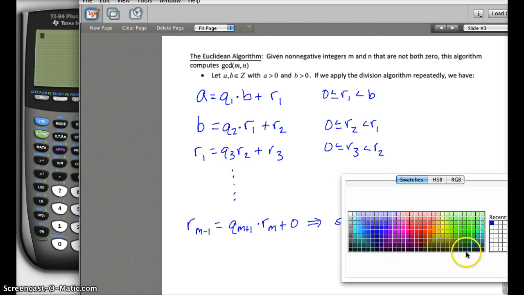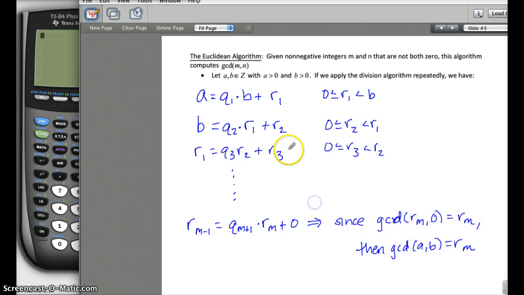So notice what was happening with our numbers. So our B became our new value over here. This R1 came here. R1 became our new value over here. Our remainder became our new value getting multiplied by our quotient. We just keep going like this.